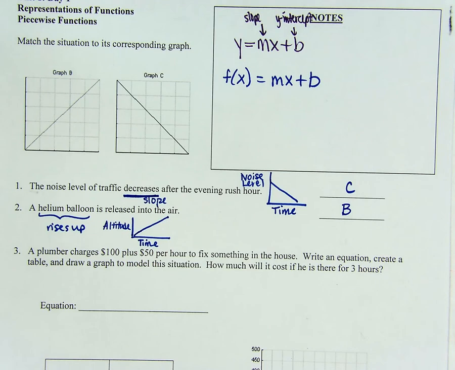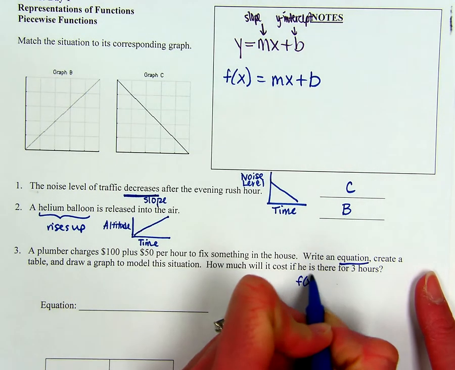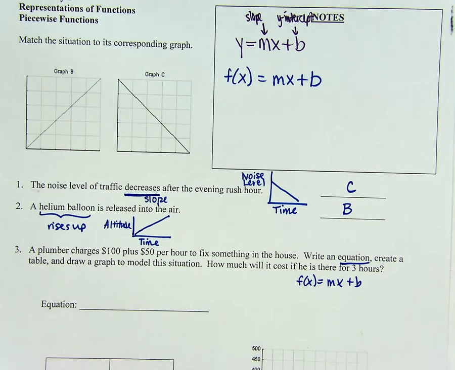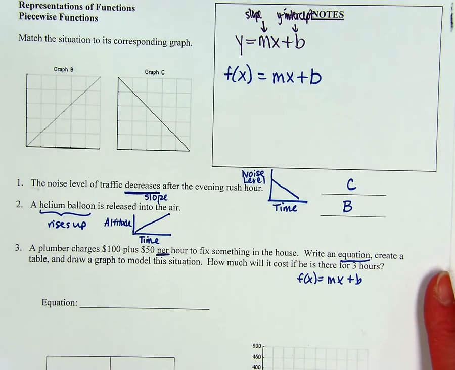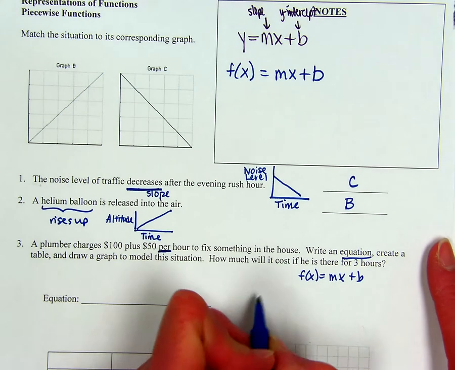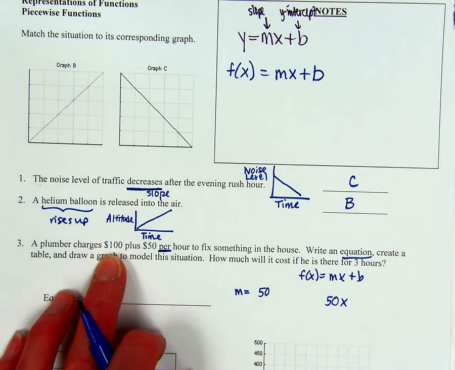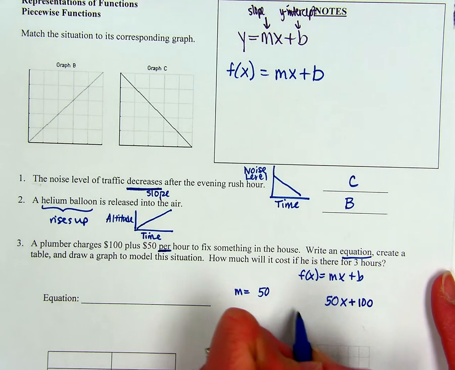All right, third problem says a plumber charges $100 plus $50 per hour to fix something in the house. So you're going to write an equation. These are all linear functions, so you're writing an equation that is f of x equals mx plus b. You're going to create a table of values, and then you're going to draw a graph to model this situation. So you should remember from first semester that when we see per, that usually indicates our slope. So my slope is 50. So I'm going to write 50x. Plus, they charge $100 basically for the guy or girl to come out to your house to fix your plumbing. So that's like your flat fee.